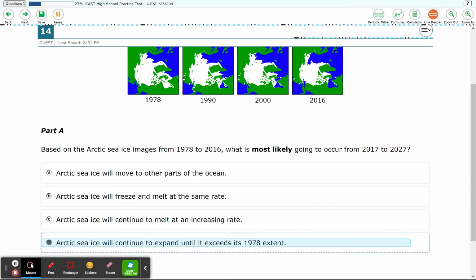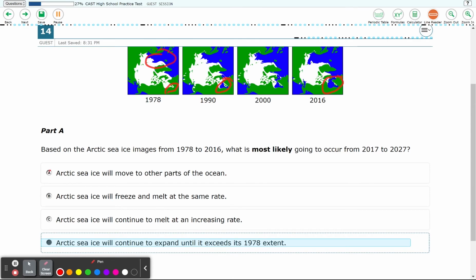So here we can see that in 1978, there's ice right in this area. We can see it's thicker up here, and then that starts to disappear as we move along until this whole region's gone. We can see other places where it's disappearing as well. So we can see that the ice is getting less and less as time goes on.